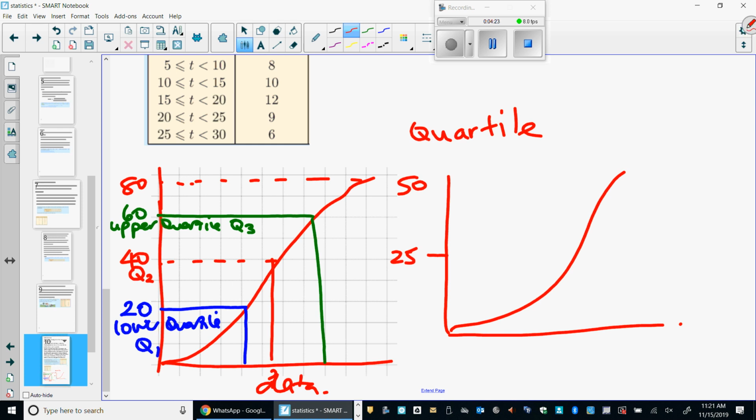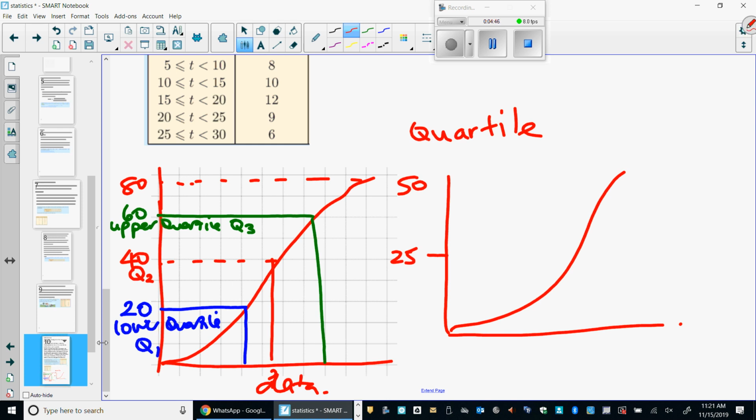So our median was at 25. Now where is our lower quartile going to be? Would it be 10? No. How did we decide? If we knew that our median on this one was 40, how did we know that this one was at 20?